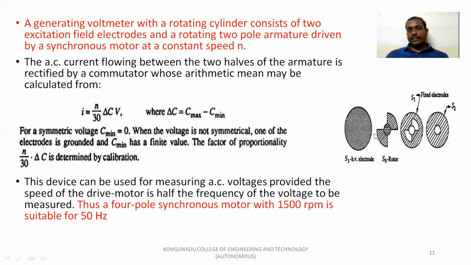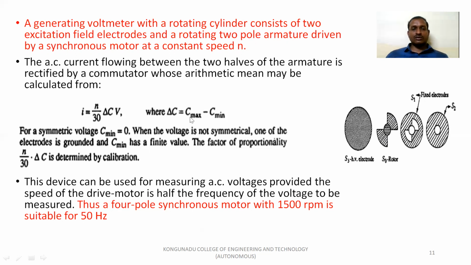And here a rotating two-pole rotor, that is a two-pole armature, is driven by a synchronous motor at a constant speed n. So AC current flows between the two poles of the armature. It is rectified by a commutator whose arithmetic mean value may be written as I is equal to n divided by 30 into del C into V.